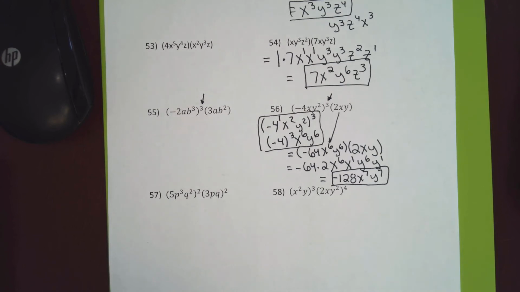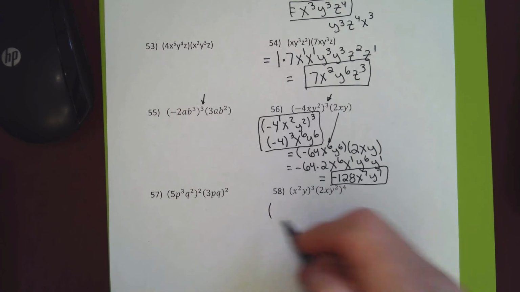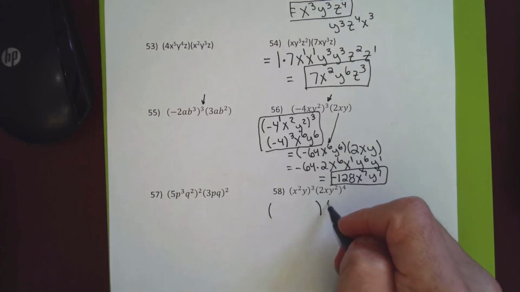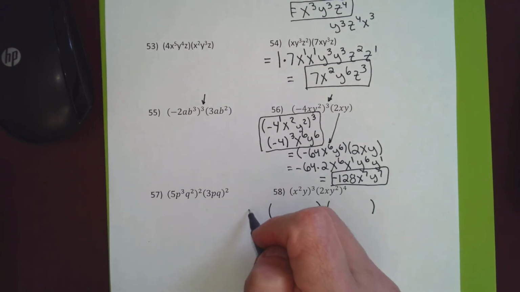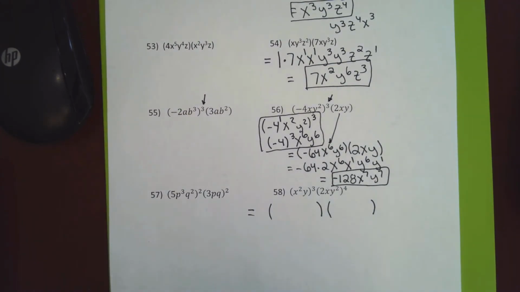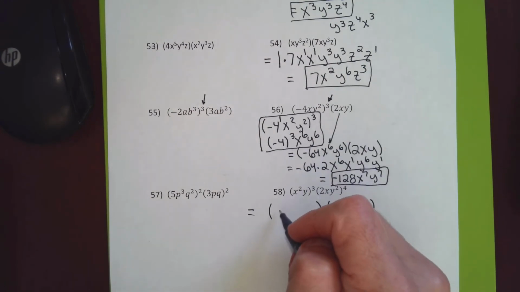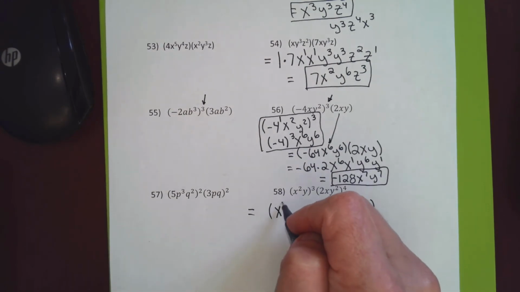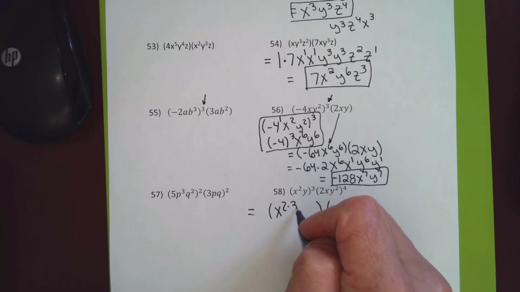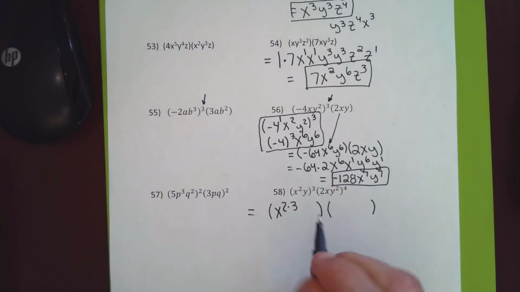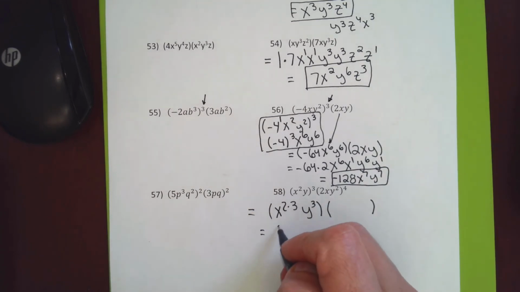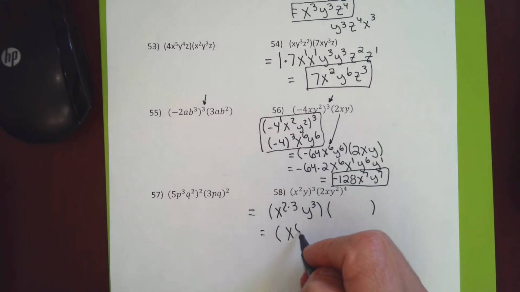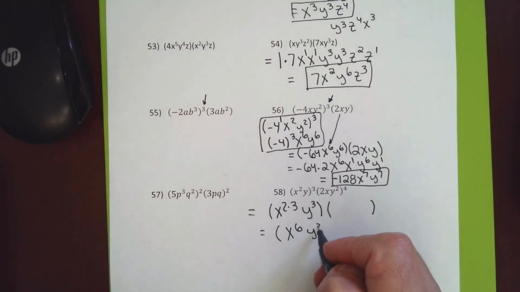On problems 57 and 58, I need to deal with both parentheses. Both parentheses have an exponent outside, and I need to deal with it before I combine the two parentheses. So first parentheses, I'm going to multiply the exponent of 2 on the x by the 3. The y doesn't have an exponent, so I'm going to attach it. The first parentheses is going to simplify to x to the 6th times y cubed.